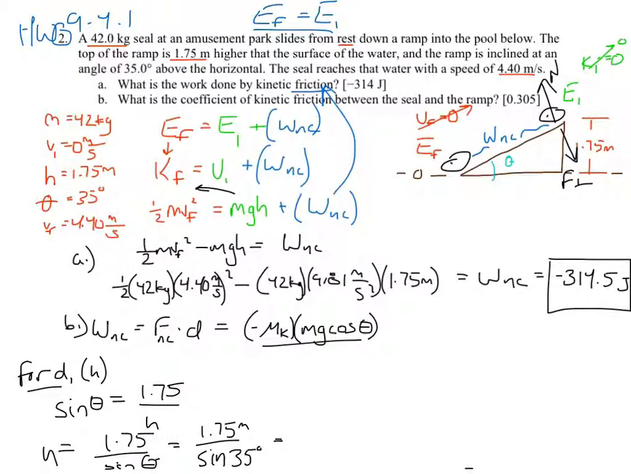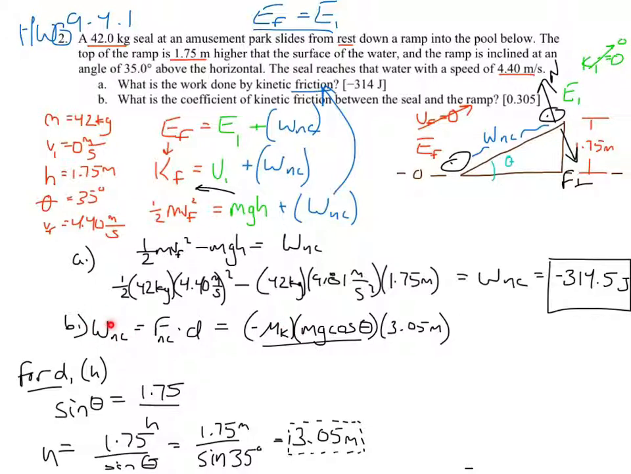What do we get? 1.75, oops, I put 17.5. 1.75 divided by the sine of 35, I get 3.05 meters. Good, that's helpful. That gives us the distance down the face of the ramp that the seal is sliding. So that is our distance d right there. Let's go ahead and write that in: 3.05 meters. Excellent.